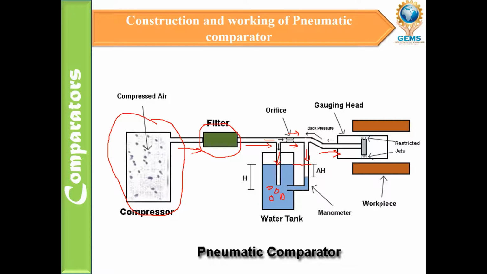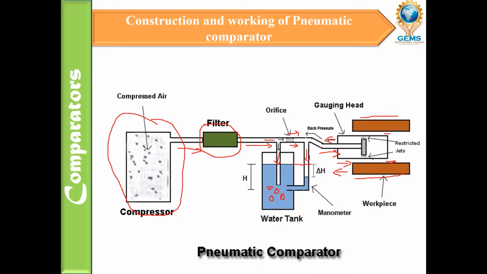So when we remove the standard piece and put the workpiece here, when air is supplied, the gauging head will move like this and like this. If any uneven surfaces are there, what happens? The air does not flow freely. Because of that, what happens? The restricted air comes back as pressure.